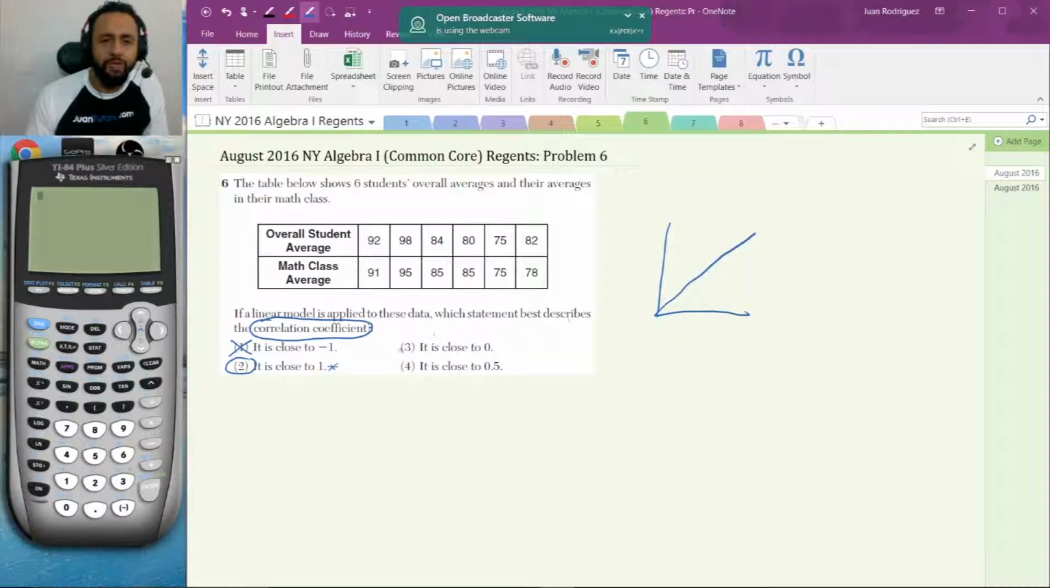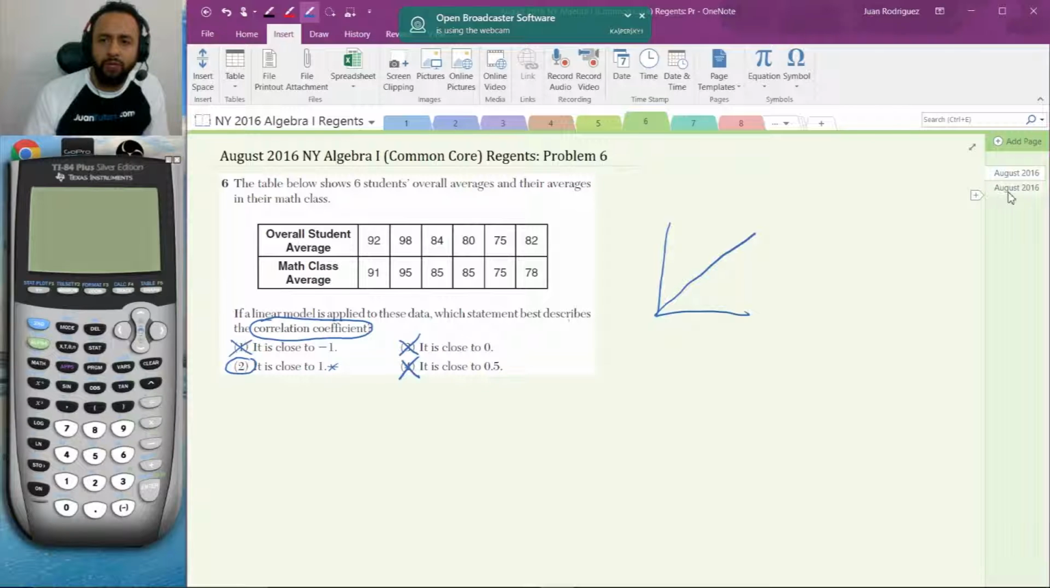That's a positive slope. Close to 0 would mean that the data is not well correlated at all. Close to 0.5 means the data is maybe slightly correlated, but not quite very correlated in general. 0 means not correlated at all. This is partially correlated.